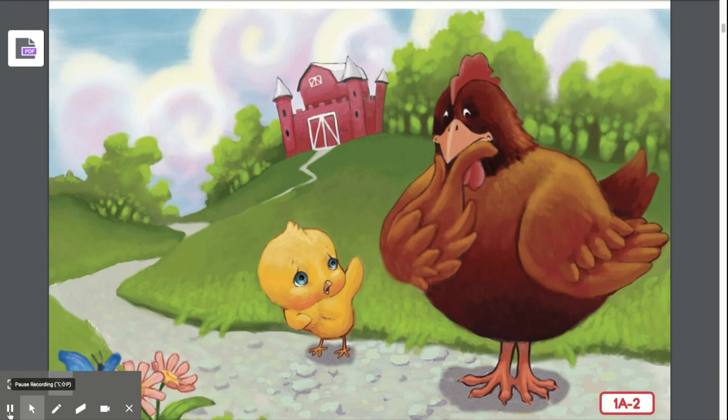Is the sky really falling? No. Why does Henny Penny think it is? Did you say because Chicken Little told Henny Penny that it was falling?